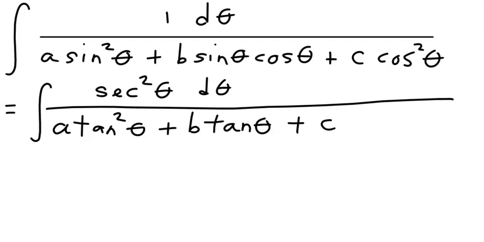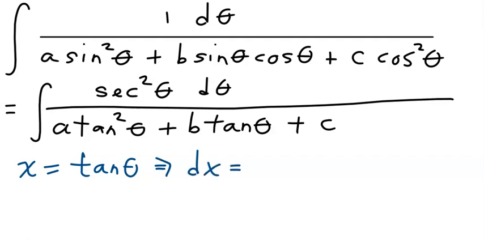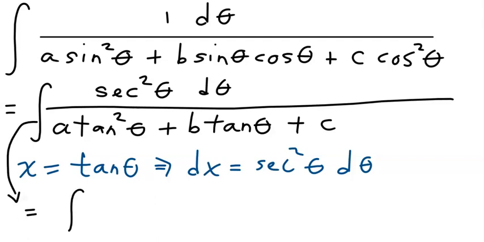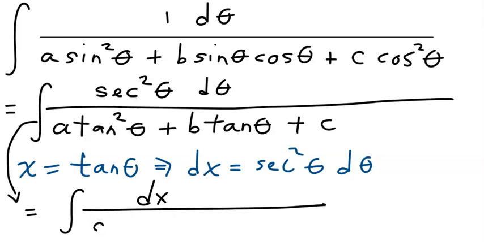The next step is to, of course, set a new variable, say x, as tangent theta. So that means dx will be secant squared theta d theta. Now, this integral can be rewritten in terms of x, and this is how it looks. So the numerator is simply dx. The denominator, the first term is ax squared. The second term is bx plus c. C is the third term.